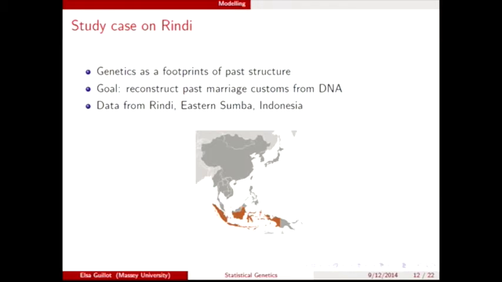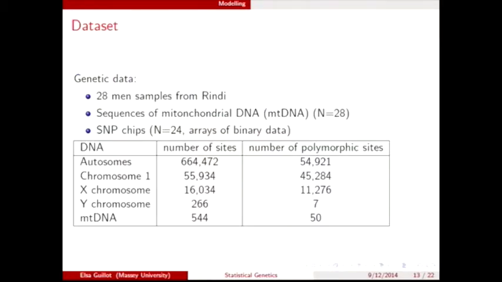Can we see in this DNA and reconstruct what the mating system was? So that's what my data looks like. I have 28 individuals, because they present all kinds of DNA. For mitochondrial DNA, I have sequences, which means I have a set of bases A, C, T, G. That's the base data we have for 28 individuals.